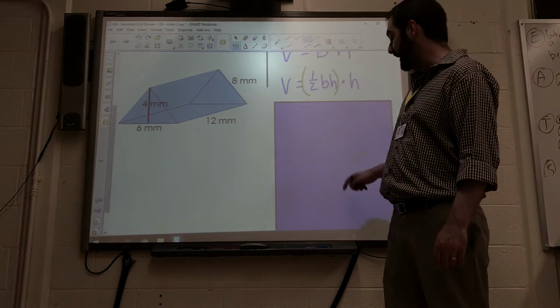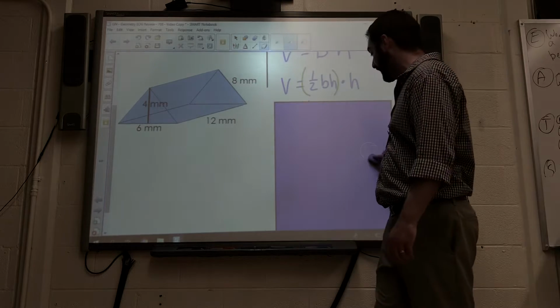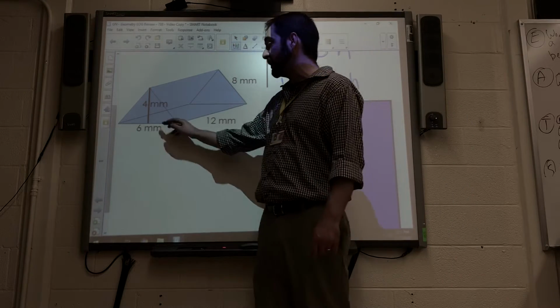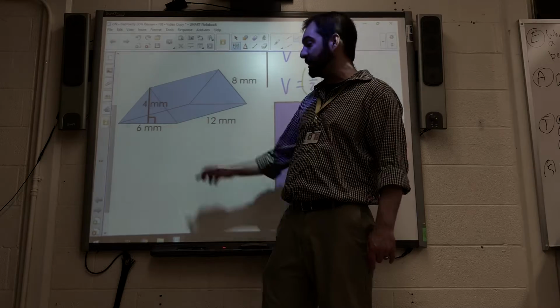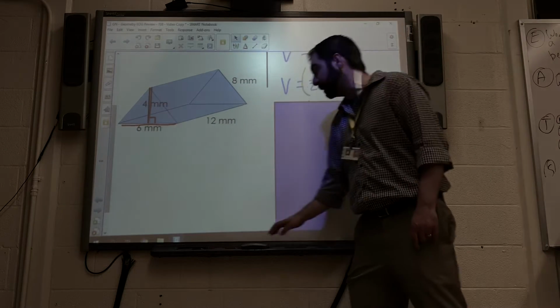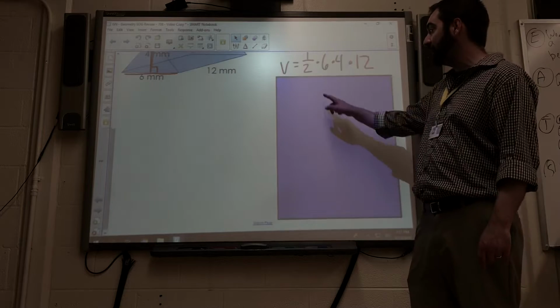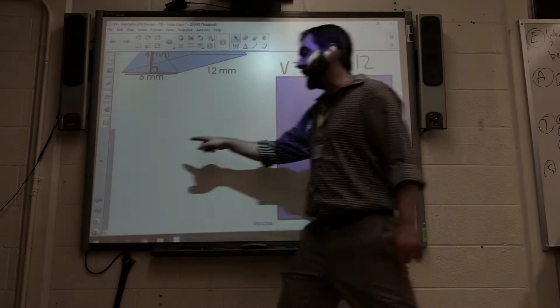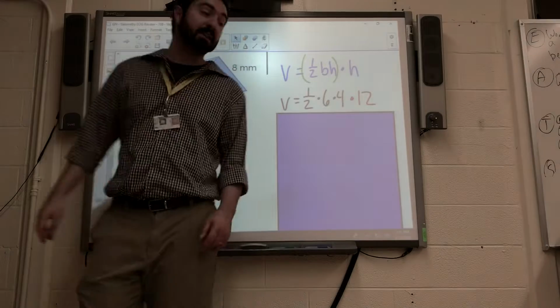So, again, how can I find the base and the height? Well, I look at my triangle, I try to locate a right angle. Right there's a right angle. So the base of the triangle is 6, the height of the triangle is 4. So the first thing we had to do was 1/2 times 6 times 4. Now, as you can see, it says times 12 up there.